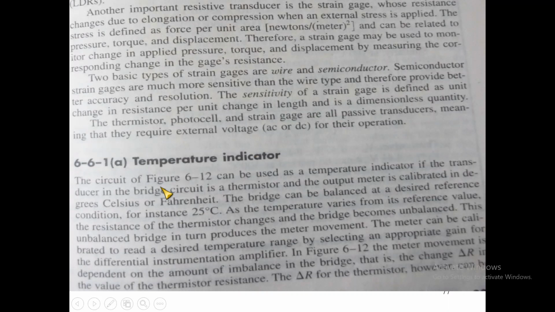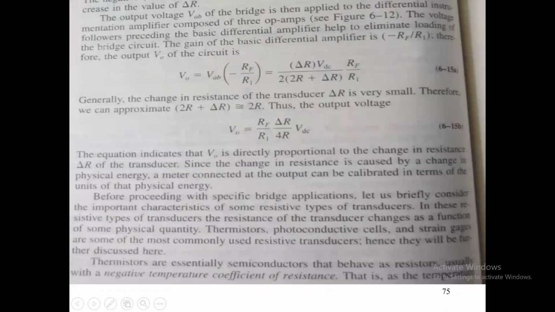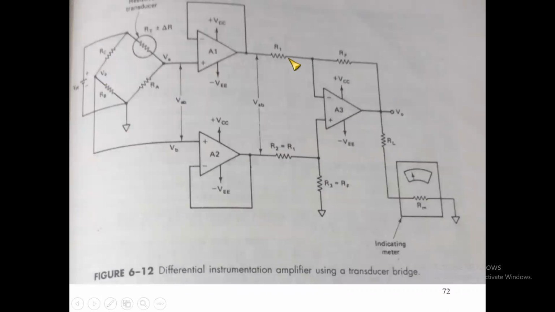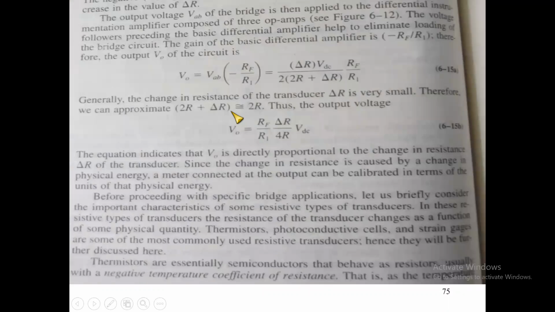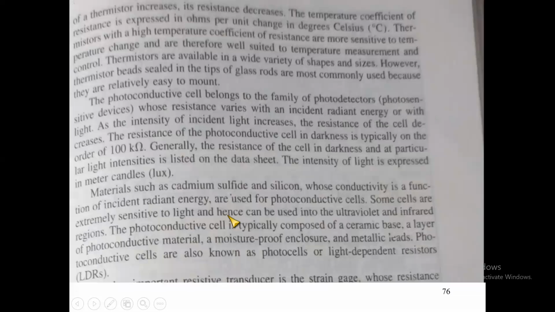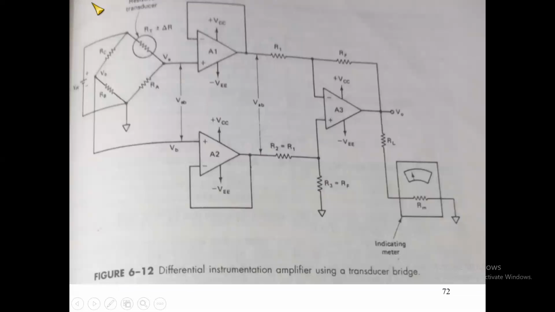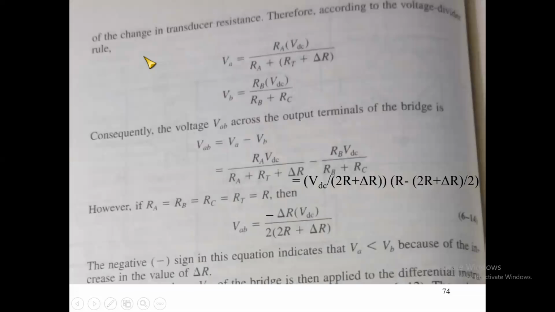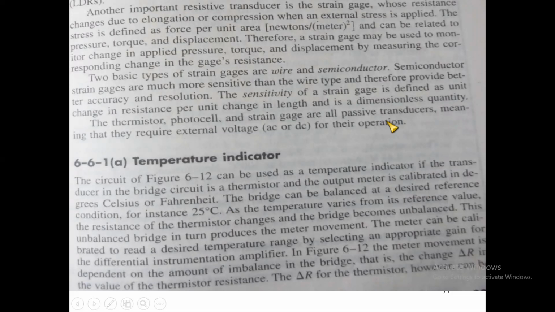The same circuit we used for figure 6.12, which is the figure over here, can be used for the temperature indicator if the transducer in the grid circuit is a thermistor. This is a thermistor, and then it becomes the temperature indicator. The output meter is calibrated in degrees Celsius or Fahrenheit.